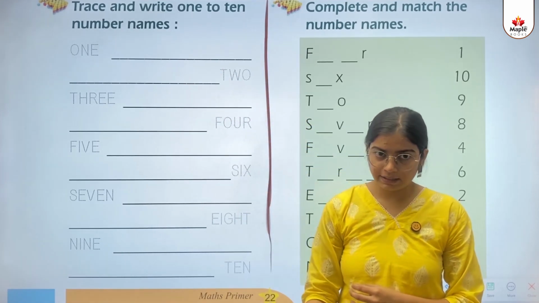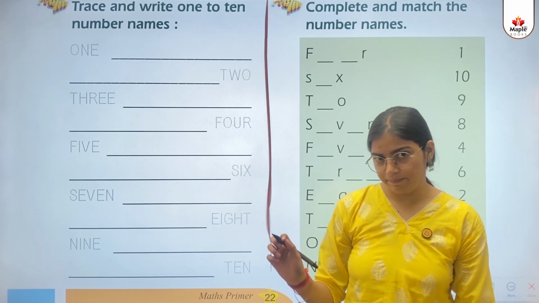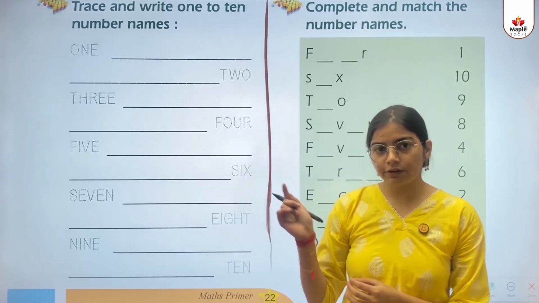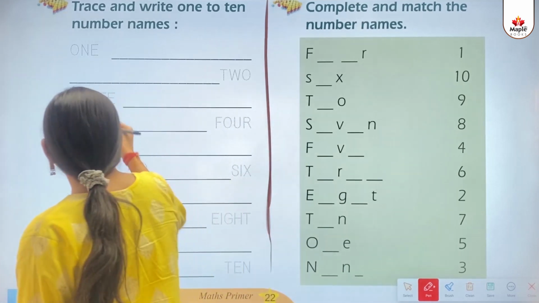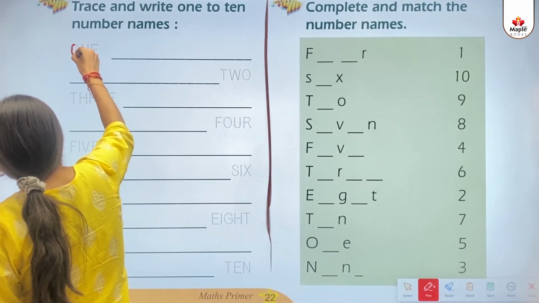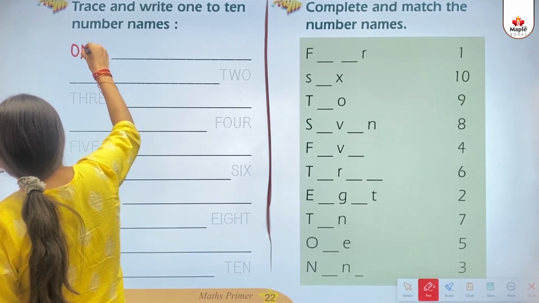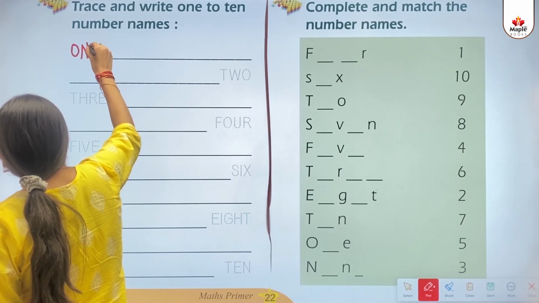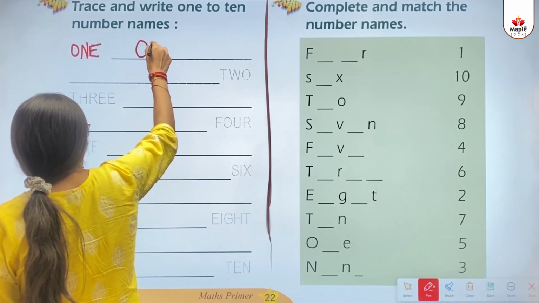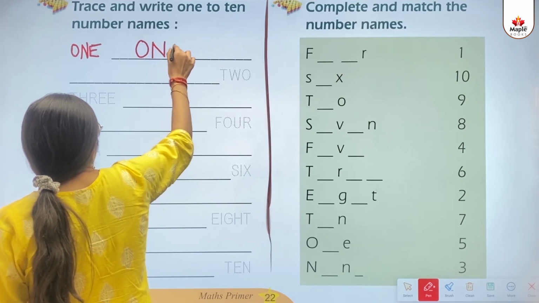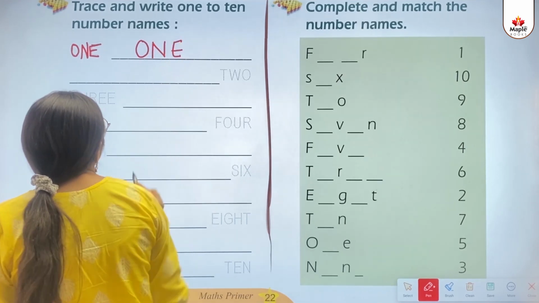So kids, on this side, we need to trace and write the number names 1 to 10. We trace the numbers and write them. Got it? So, do it with me kids. First, we will trace.